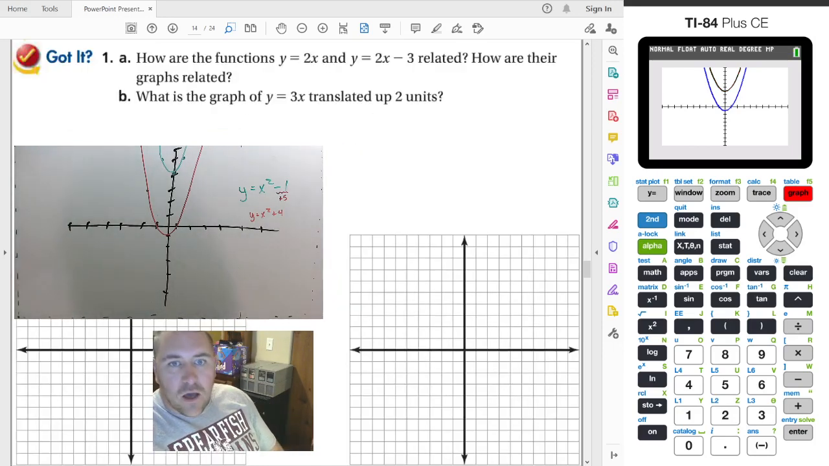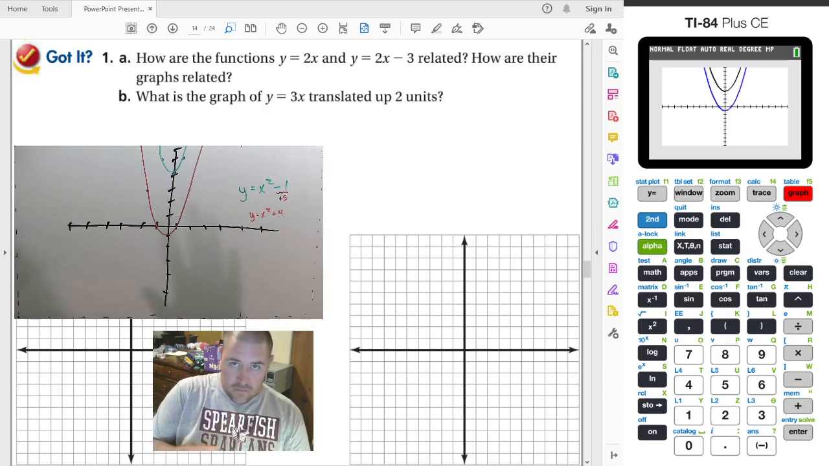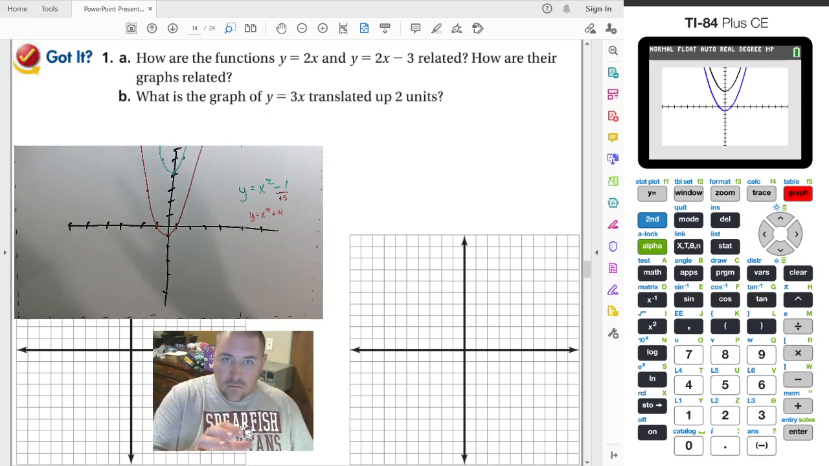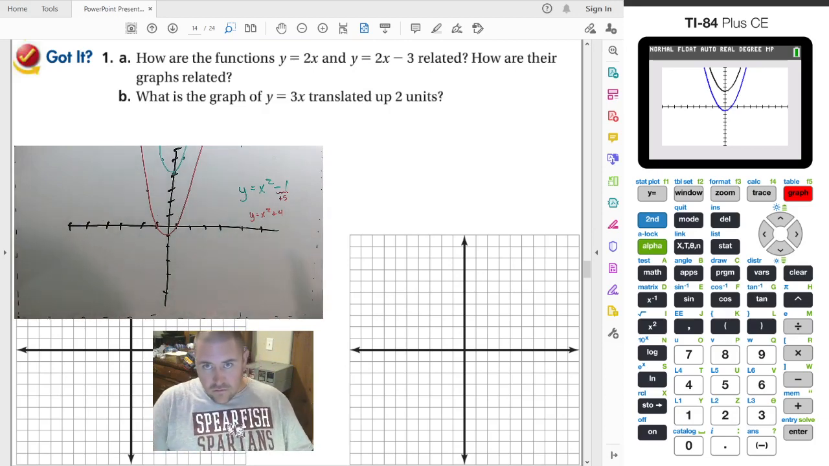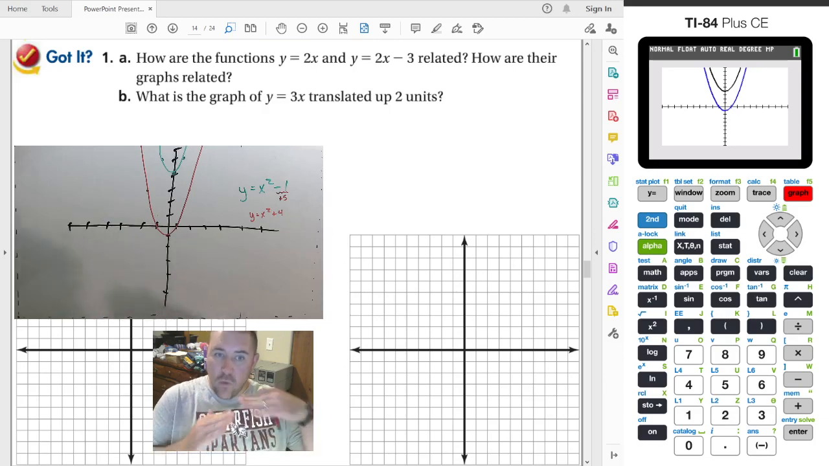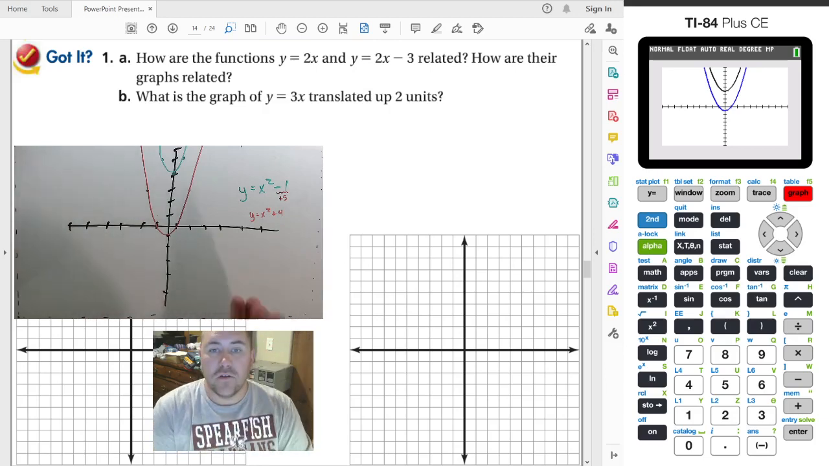But I would like you to do the same thing. All right? You're going to take that line and its companion and tell me how are they related. You don't even have to graph them. Part B. Okay, in this one you have to graph. They're going to say take y equals 3x. That'll be your parent. Move it up 2 units.